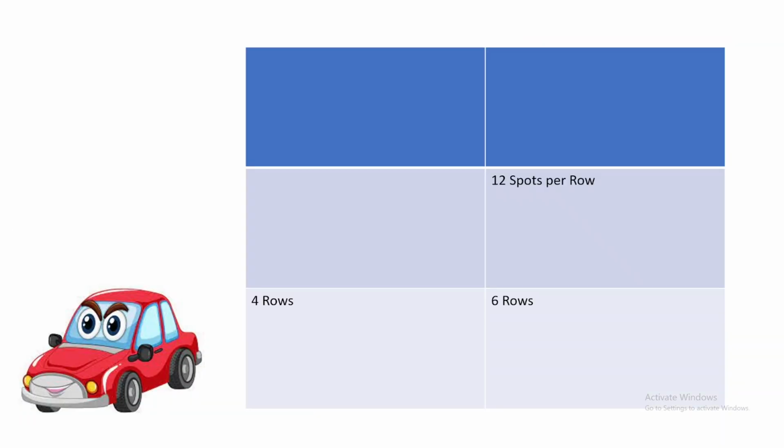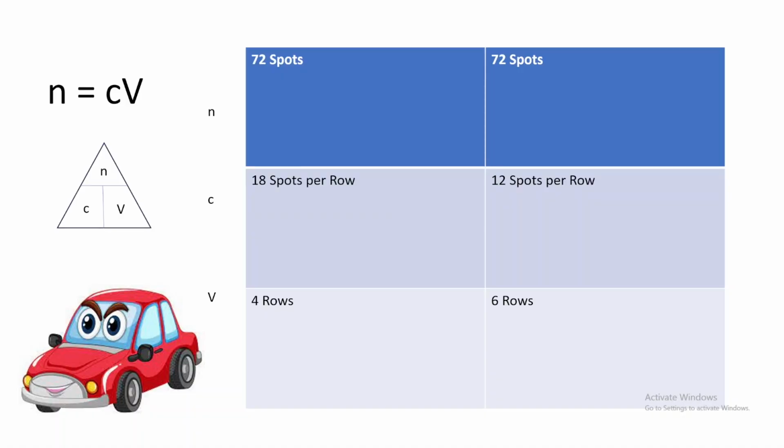Using his calculator, Timmy, who dropped out of car school, can figure out he has 72 spots in his parking lot. As the parking lot on the other side of the road can hold the same amount of cars, there's the same amount of spots. By dividing spots by rows, he gets 18 spots per row. If we label spots as N, spots per row as C, and rows as V, we get this triangle formula. N equals C times V, C equals N divided by V, and V equals N divided by C.